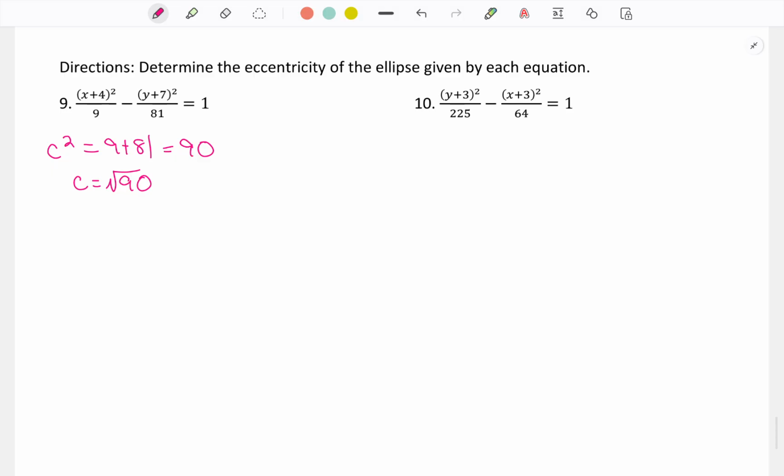And so I'm actually going to simplify that one. So we've got 3 square roots of 10. And then we know that our a is 3 because that's going to be our first denominator. So our eccentricity is 3 square roots of 10 over 3, which is the square root of 10, which is approximately 3.16.